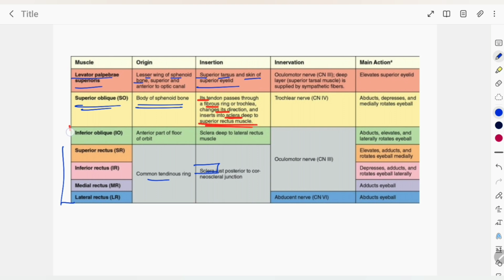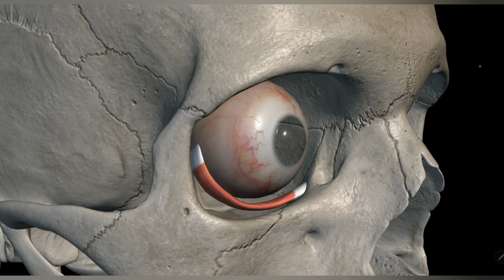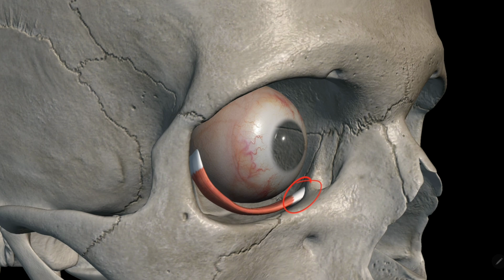Now we are on the last muscle, that is the inferior oblique. If we talk about the inferior oblique, its origin is from the anterior part of the floor of the orbit, or we can say that it is coming from the orbital surface of the maxilla. Here you can make out, this is the part of the maxilla. So the origin is from here.